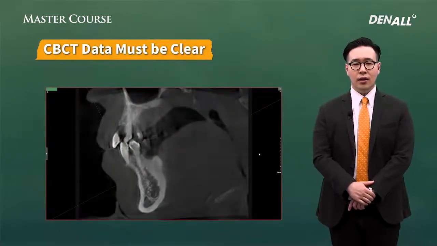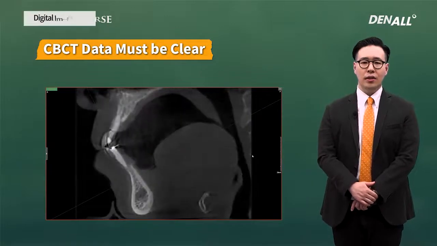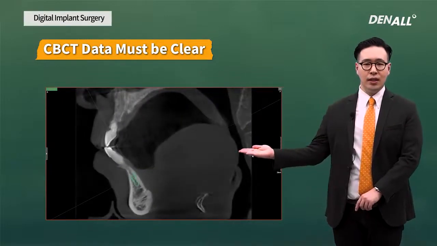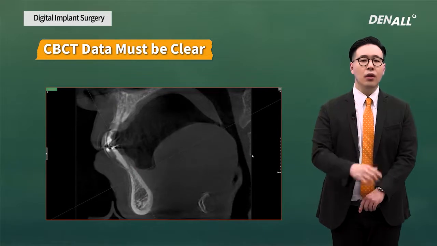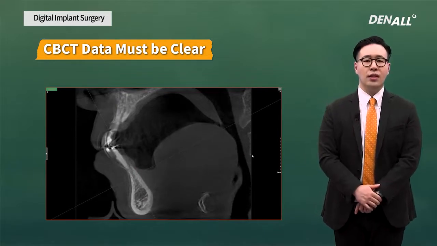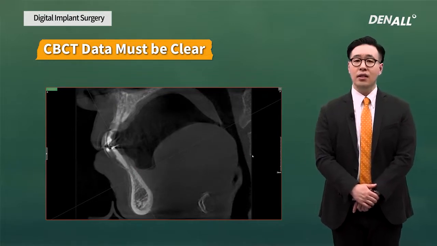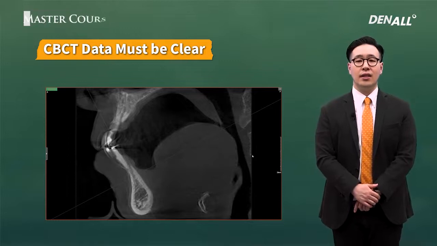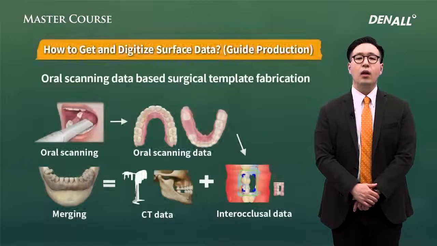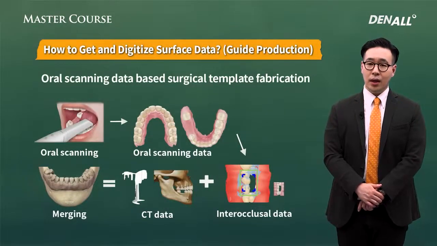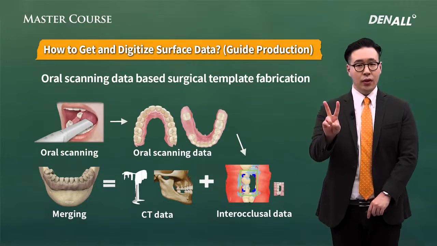If the image is already taken, you need to check whether the image was shaken. Before sending a patient home, you need to take the CT data again by scanning it again. There are two ways to acquire data.